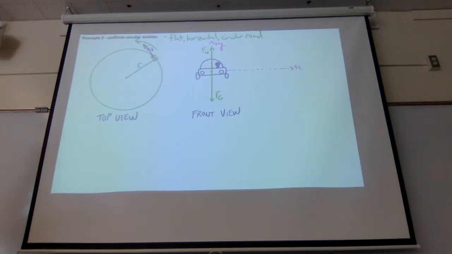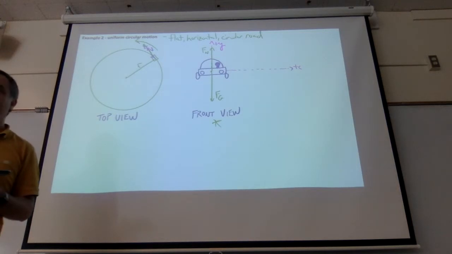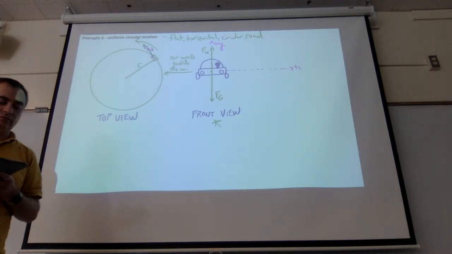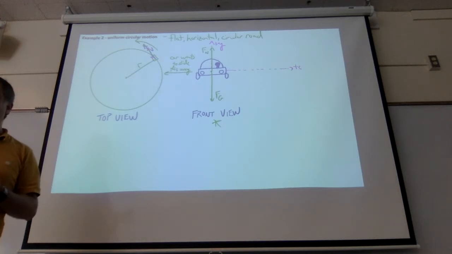So which way in this diagram on the right does the car want to slide? If there's no friction, which way does it desire to slip in this particular diagram? Remember, it has to go farther away from the center of the circle. So the car wants to slide this way. It would like to slide that way.